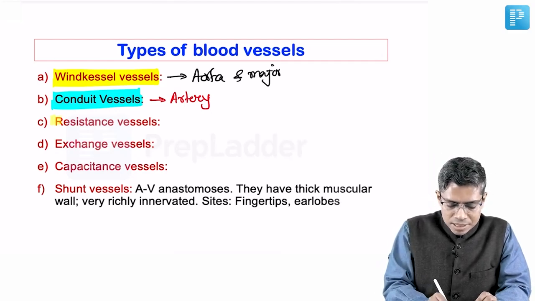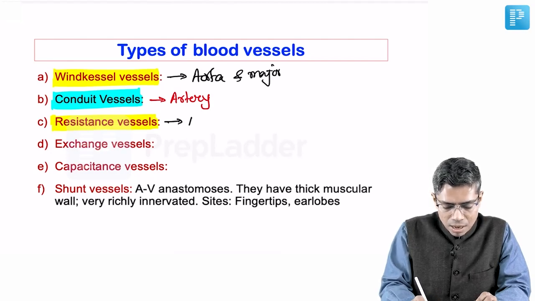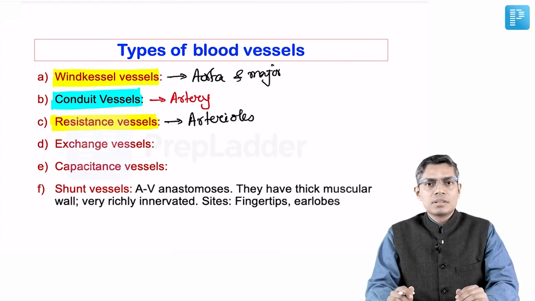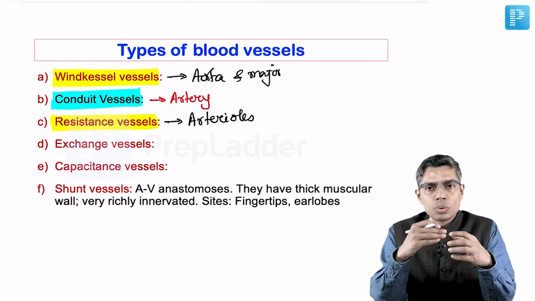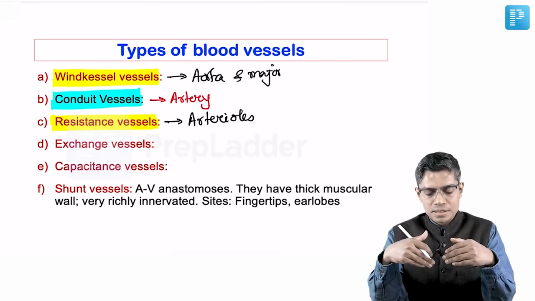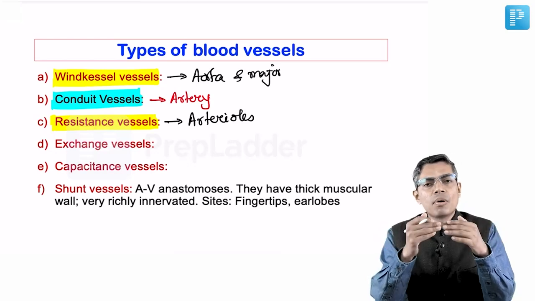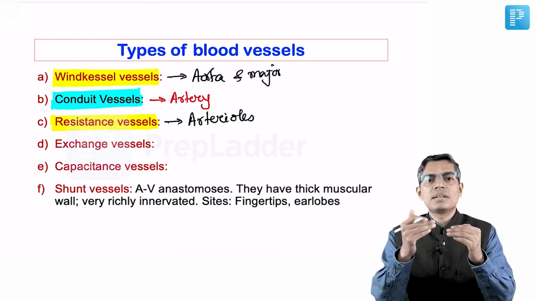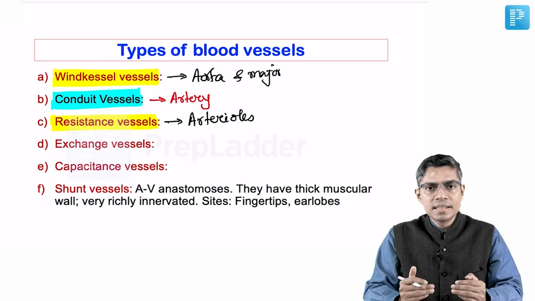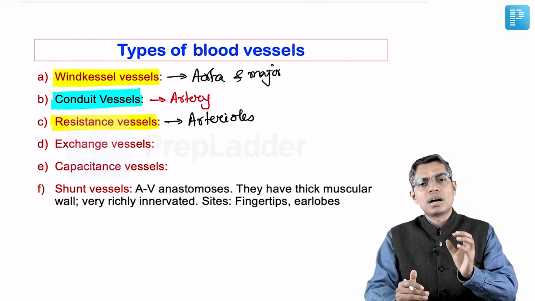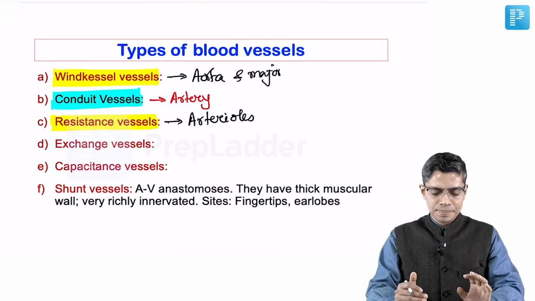You know the resistance vessels in our body. Which vessels are known as resistance vessels? The arterioles. Arterioles are known as the resistance vessels, because if you look at the total peripheral resistance, we are going to discuss this shortly. Among all vessels, maximum total peripheral resistance is exerted at the level of arterioles, and that's why arterioles are known as the resistance vessels.